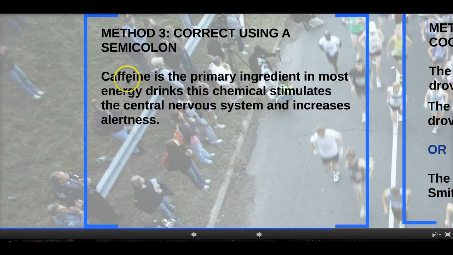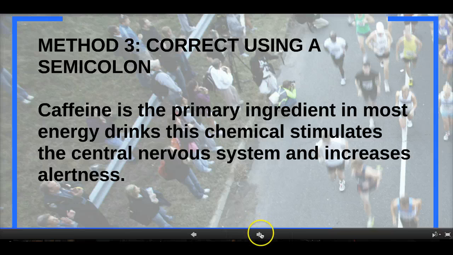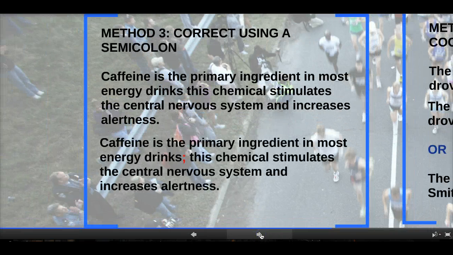So just like in the other examples, I've got to figure out where this breaks down into two separate ideas. Caffeine is the primary ingredient in most energy drinks. This chemical stimulates the central nervous system and increases alertness. Have you figured out where the break in the two ideas is? I think that it is after drinks, because that's where this first idea ends and this next idea begins. So what could I do? I can, after drinks, just put a semicolon, right? That's indicating to the reader, this is a complete idea and this is a complete idea.